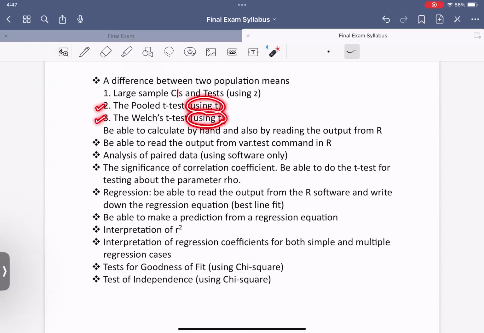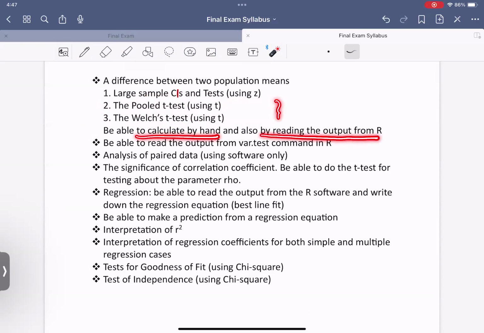And then number two and number three, this is the case where you work with small samples, and you need to know the condition about the sigma. As I told you in class, if sigma 1 equals sigma 2, which means you believe you have equal population variance, you're going to use the pooled t-test. But if sigma 1 is not equal to sigma 2, you're going to use the Welch t-test. You should be able to calculate it by hand and also by reading the output from R.